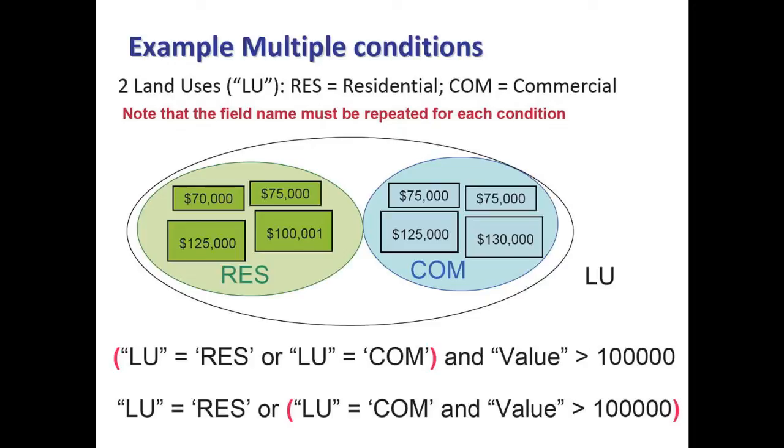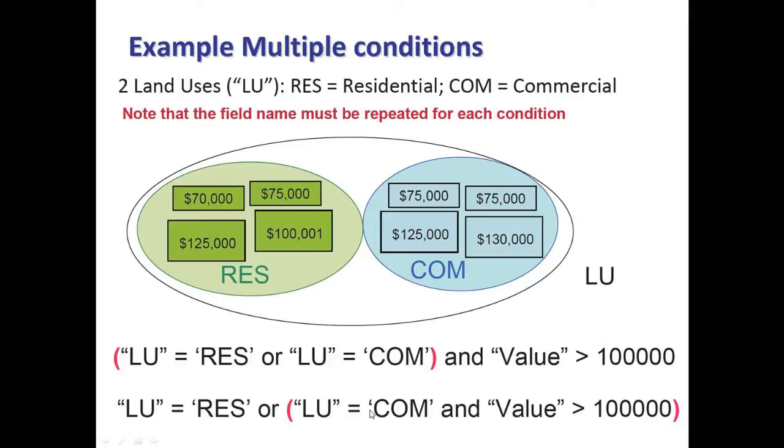This is just showing a set of properties, residential and commercial properties, and their value. So the land use is these two different ones, residential and commercial. If you wanted to know if the land use equals residential or the land use is commercial, and you have a value of greater than a certain point, it's going to select everything in the whole universe of residential and commercial, and then those values.